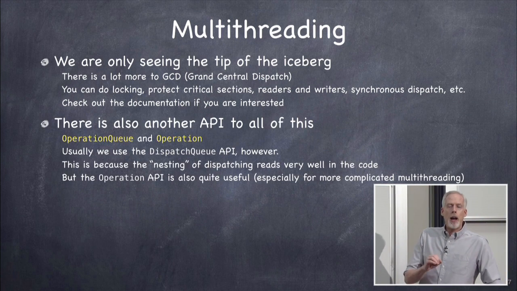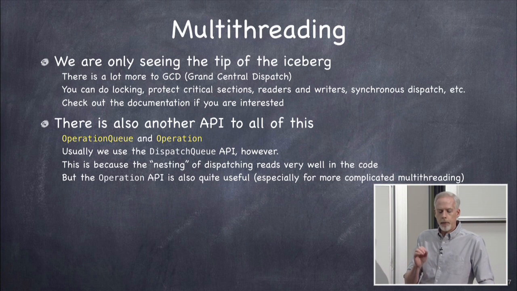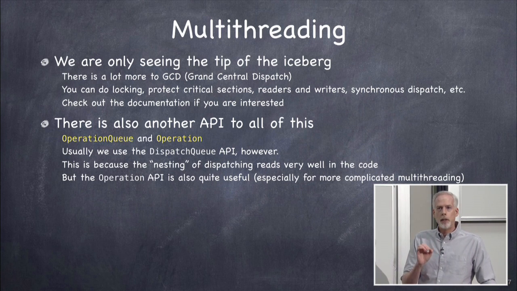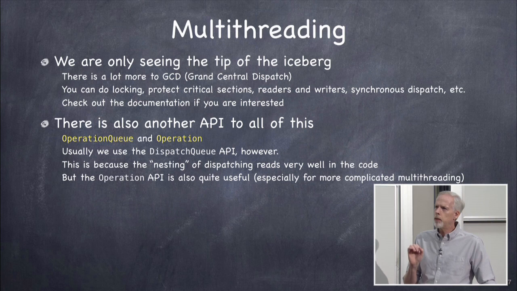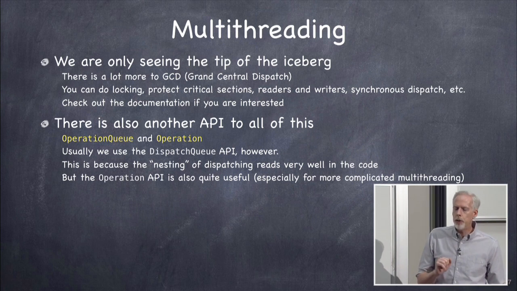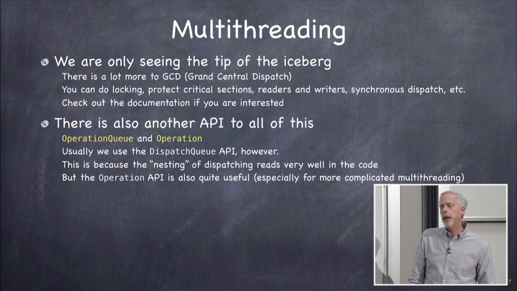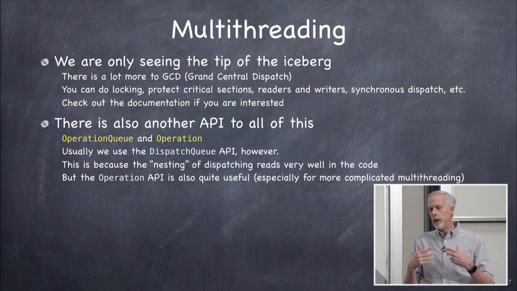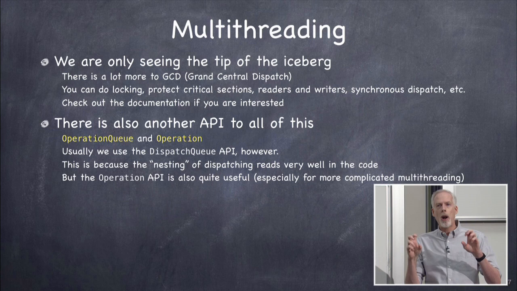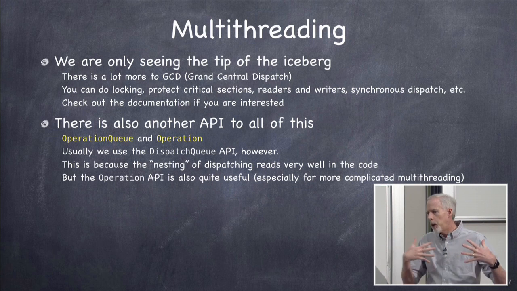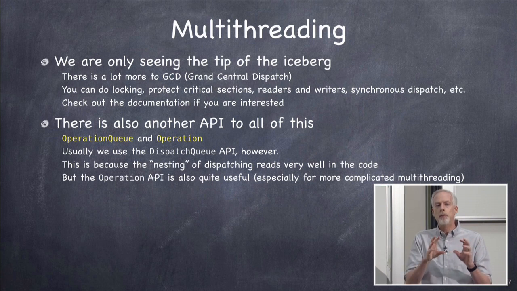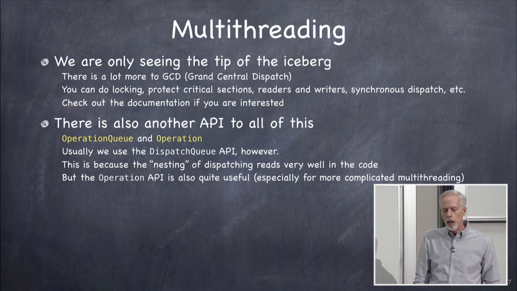There's another API for doing multi-threading, operation queue and operation. These are classes, I guess they're classes. And you'll see those occasionally in iOS API, kind of older iOS API. But for the programming you're going to do, unless you've got the kind of multi-threading problem which is doing a parallel processing thing, not the kind of problem where you're getting something off the main queue.